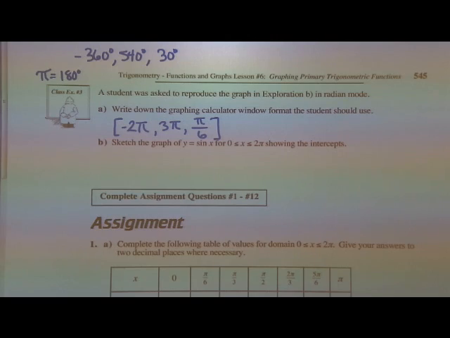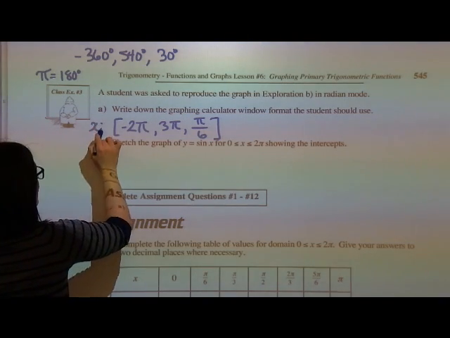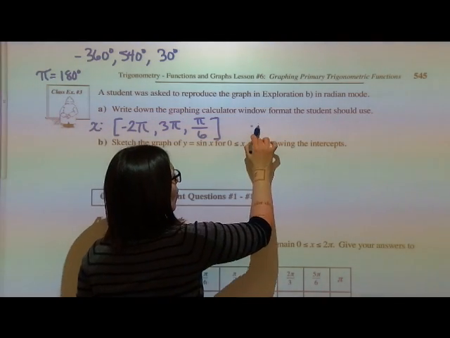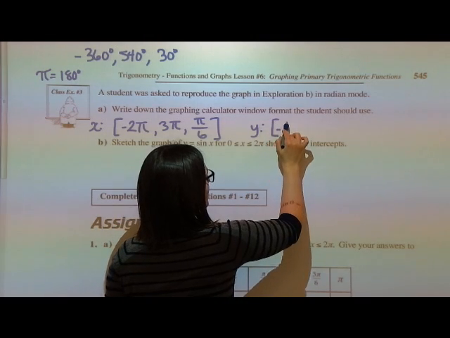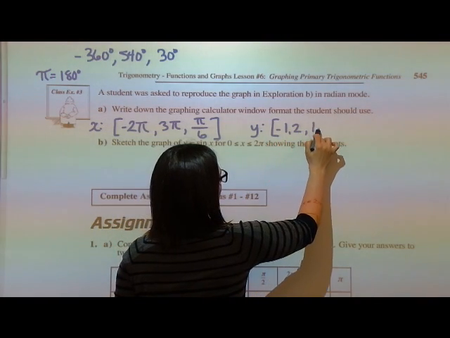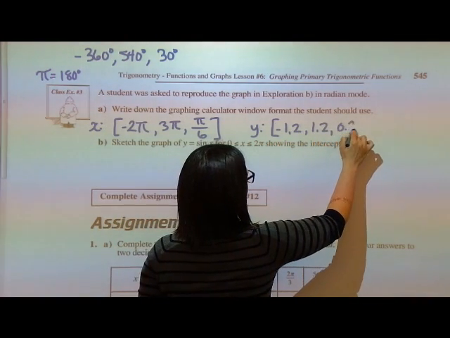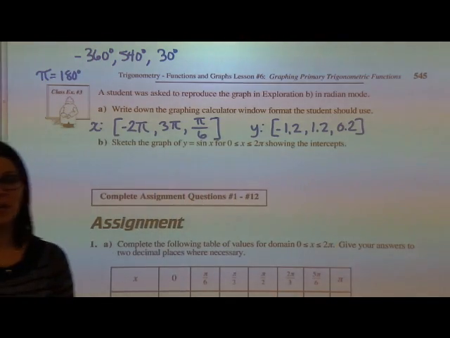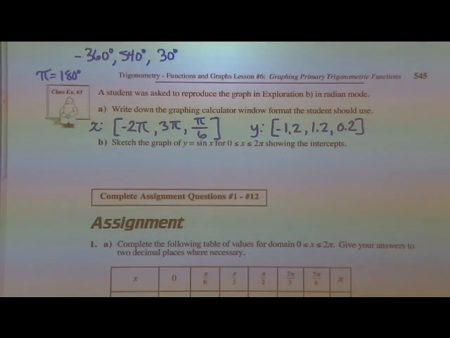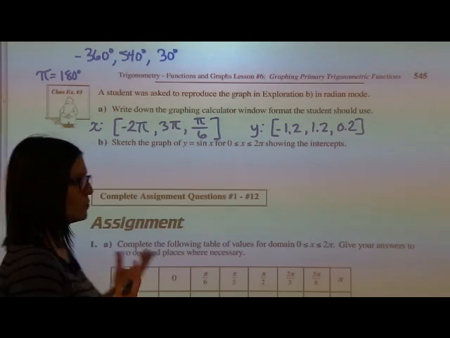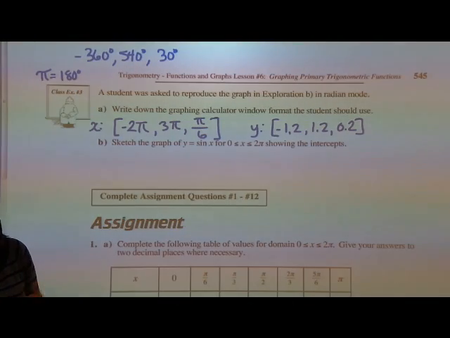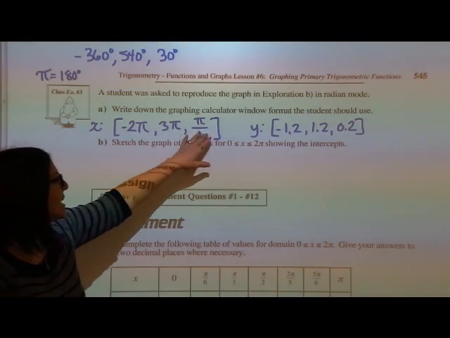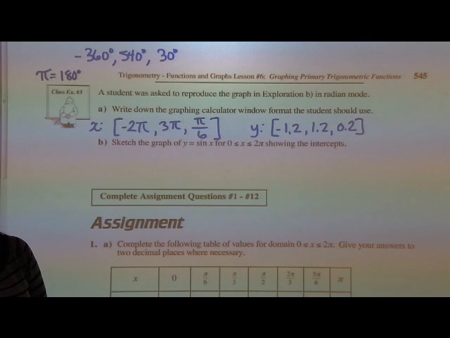My window settings, those are for my x's. My window settings for my y's aren't going to change. They're going to stay at negative 1.2, positive 1.2, and 0.2. The amplitude is measured in decimal numbers and rational numbers. The domain is where I've got those pi's.